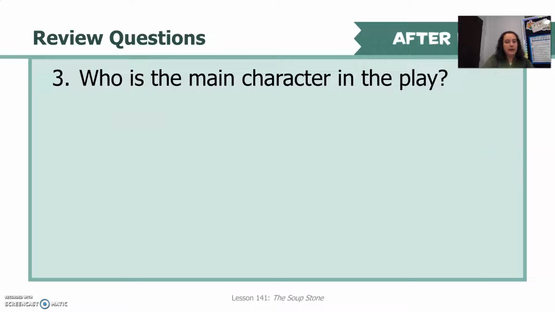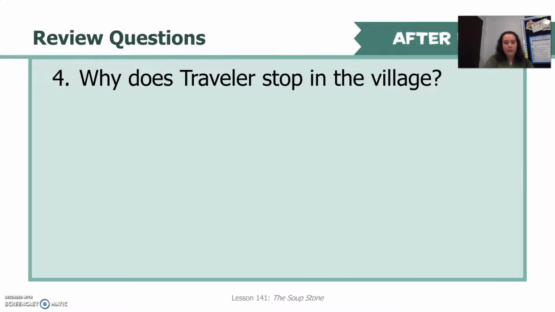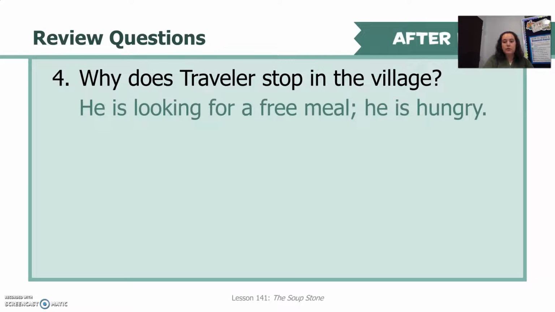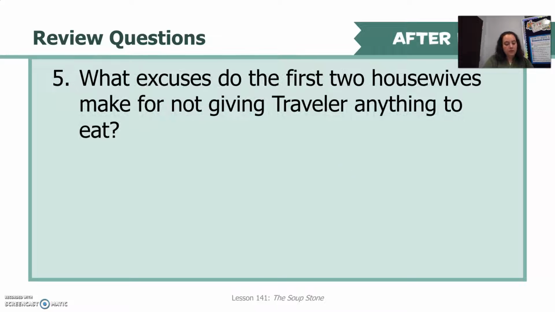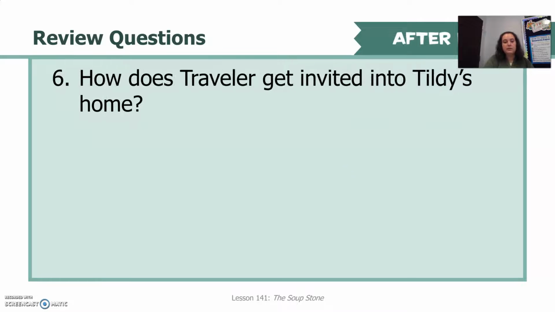Number 3, who is the main character in the play? It's Traveler. Number 4, why does Traveler stop at the village? He's looking for a free meal because he's hungry. Number 5, what excuses do the first 2 housewives make for not giving Traveler anything to eat? They have nothing to spare. No one can give me anything. I certainly can't afford to feed a beggar. They've got lots of excuses.